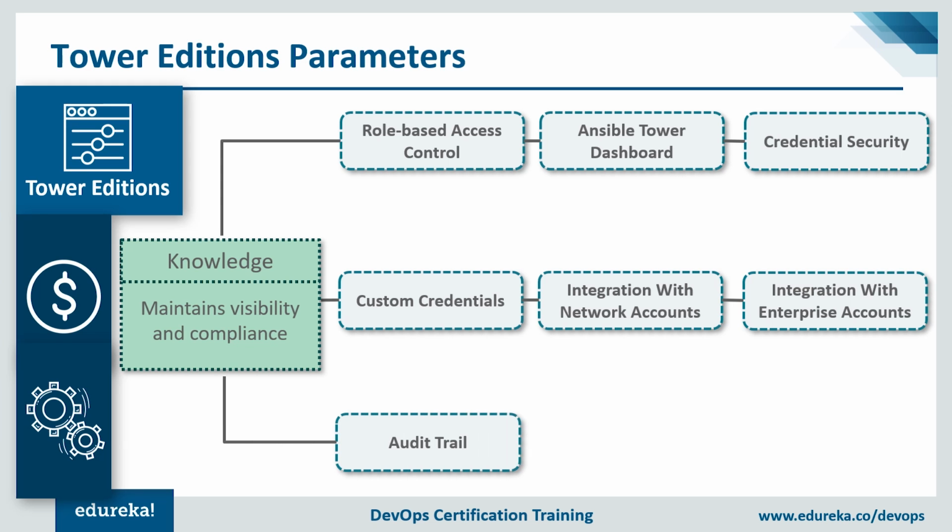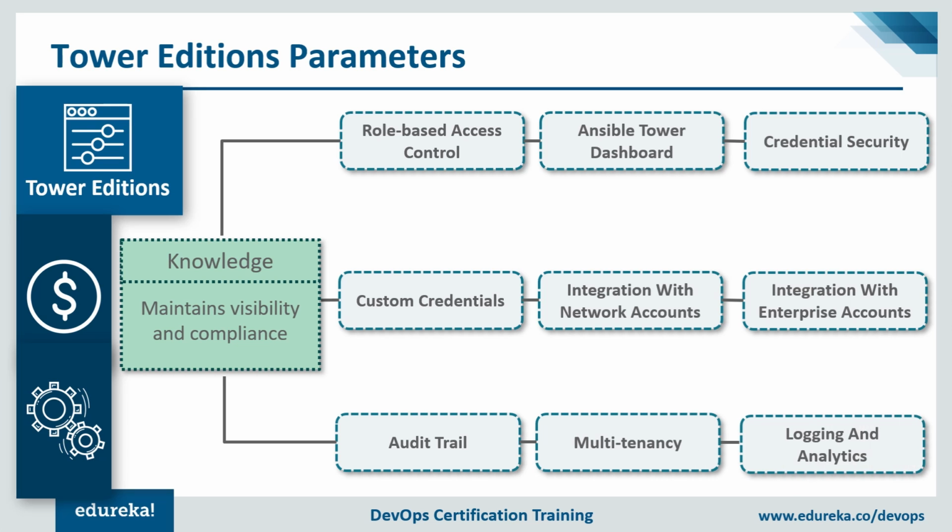You can also provide audit trails, by which I mean activity streams on every page so that you know who does what and when. You can also use multiple organizations with full privilege separation and automatically export system tracking and Ansible Tower job run outputs to an endpoint of your choosing, such as Splunk, Elasticsearch, Sumo Logic, and many others.